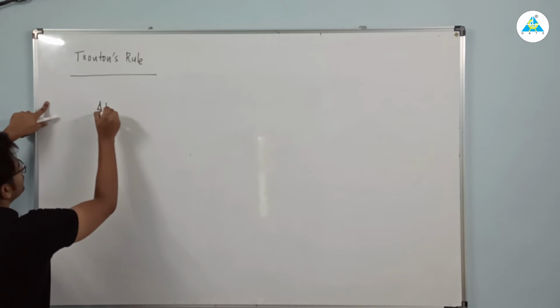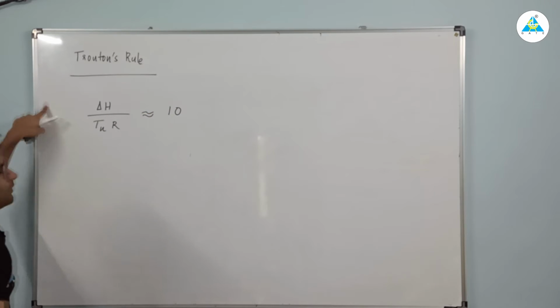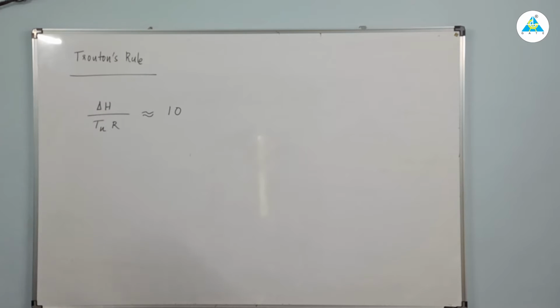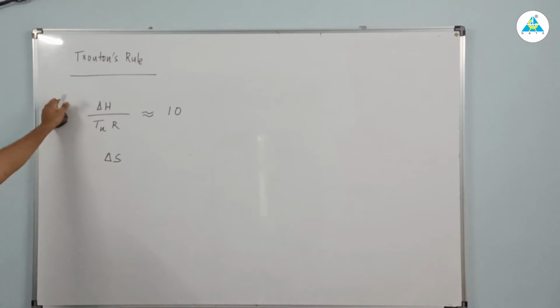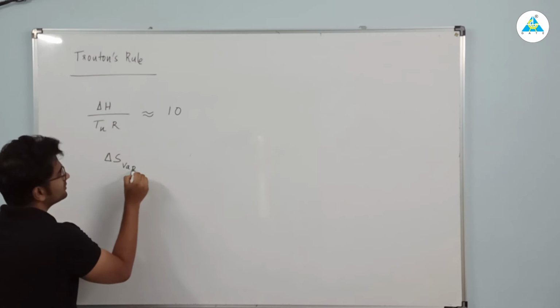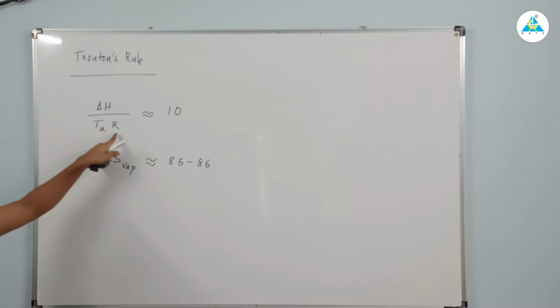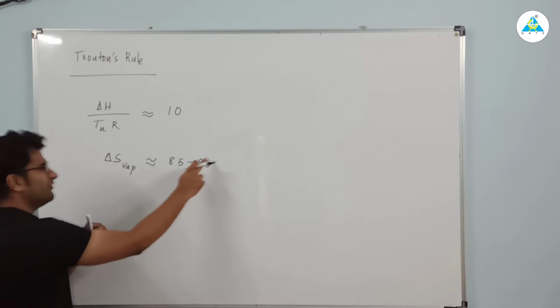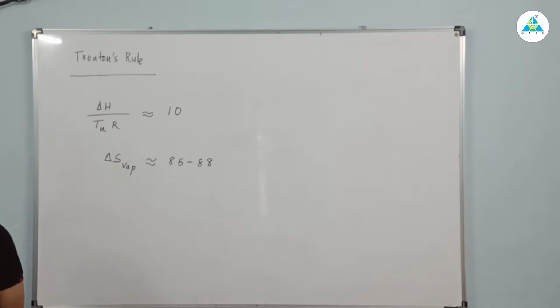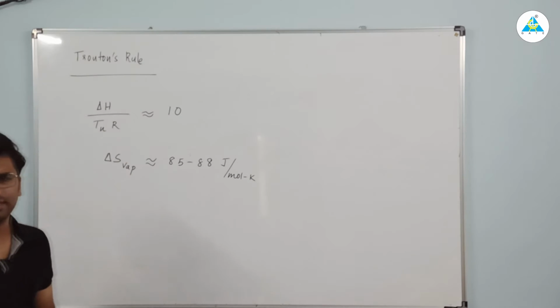That is delta H divided by normal boiling point into R is approximately equal to 10. This is the equation. Or the same equation, delta H by Tn, if I write it as delta S of the system, that is your entropy of vaporization, will be approximately equal to 85 to 88. If you multiply R, which is 8.314, by 10, you will get almost this value. The unit is joule per mole Kelvin. This is the approximate value we are saying.